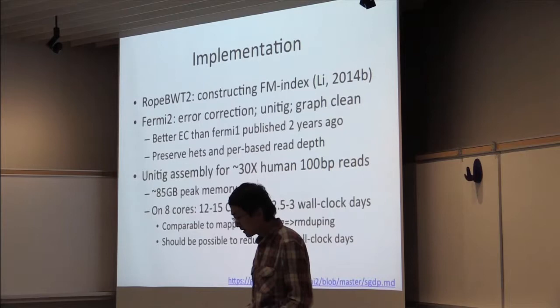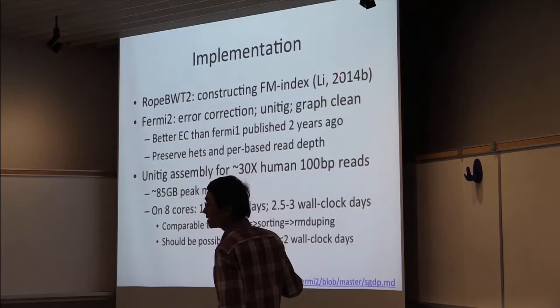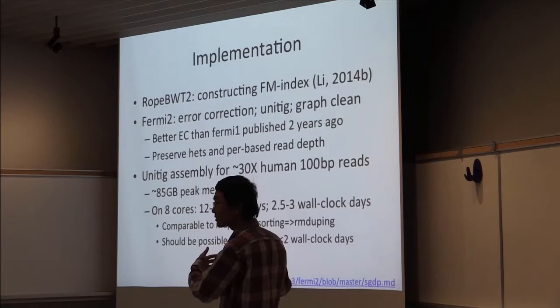Okay, implementation. The whole pipeline has several components. The first is to construct the FMD index, which was published a few months ago. And then it does the error correction, Unitig does the assembly, and also does the graph cleaning.